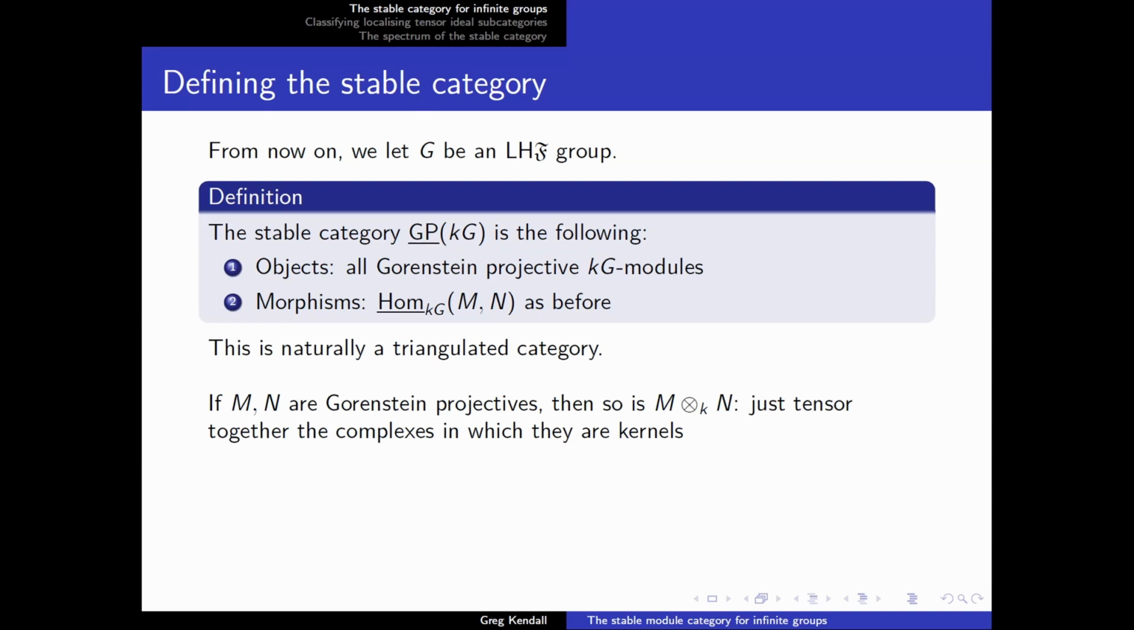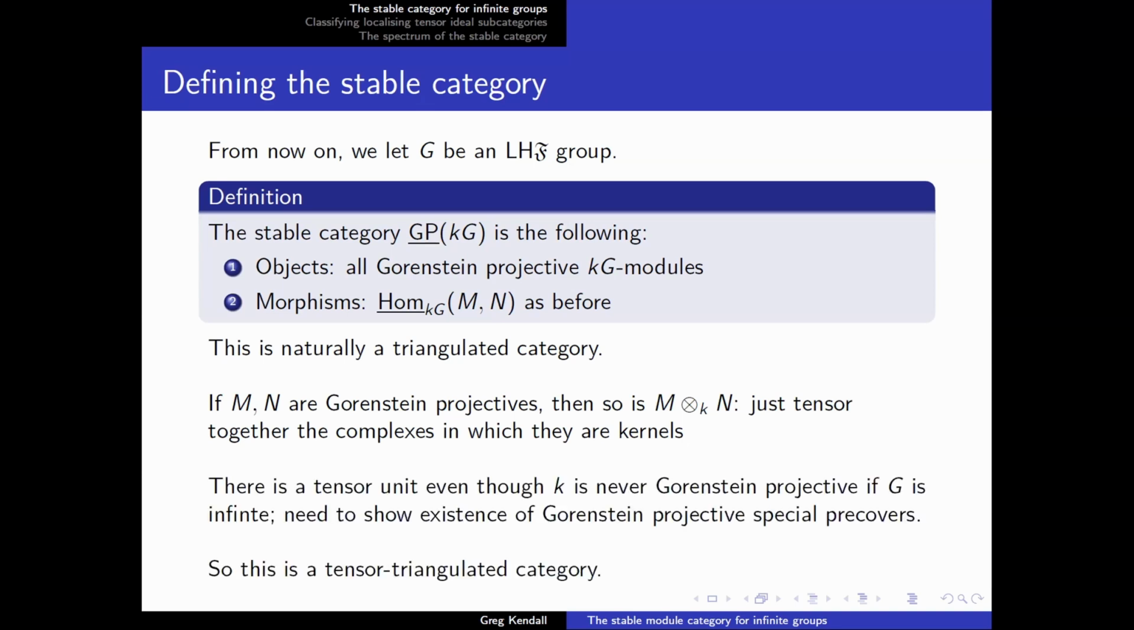And using this result from the last page, by Benson and Tilelli, it's very easy to show that the tensor product of two Gorenstein projectives is itself Gorenstein projective, because you just have an exact complex of projectives that you tensor, and you get an exact complex of projectives with the right kernel. And so we're almost there, but there is a slight stumbling block, which is that there's not a particularly obvious unit for the tensor product.